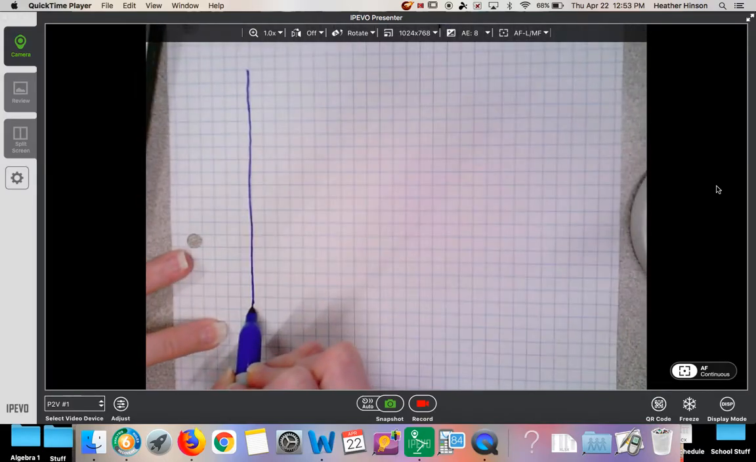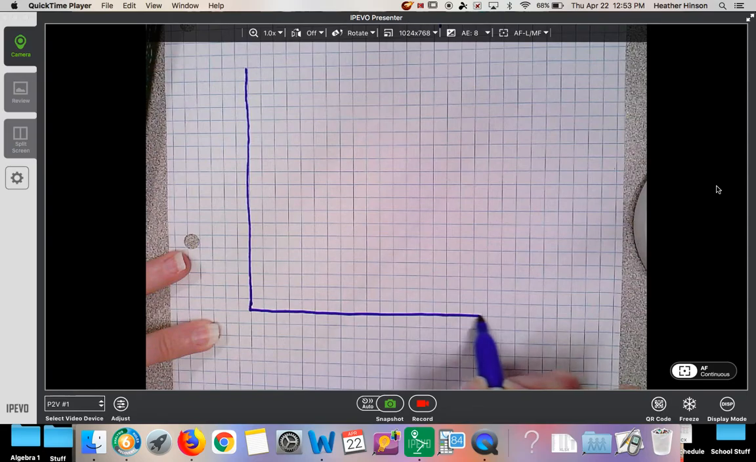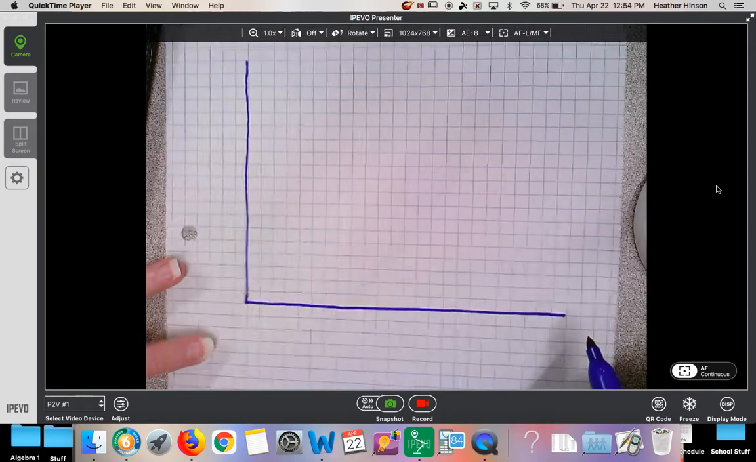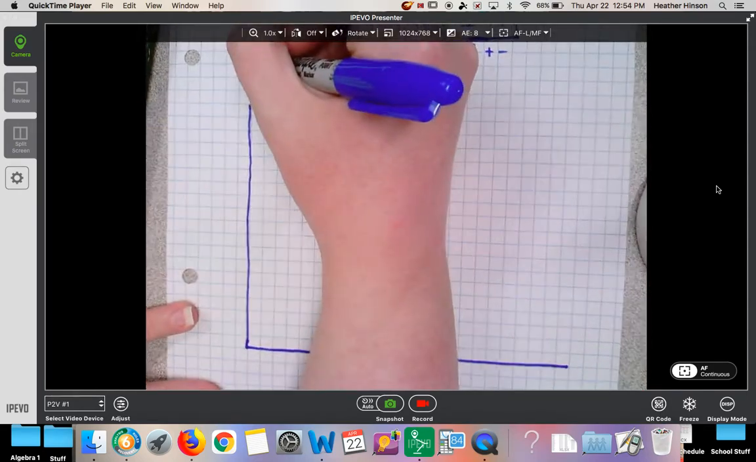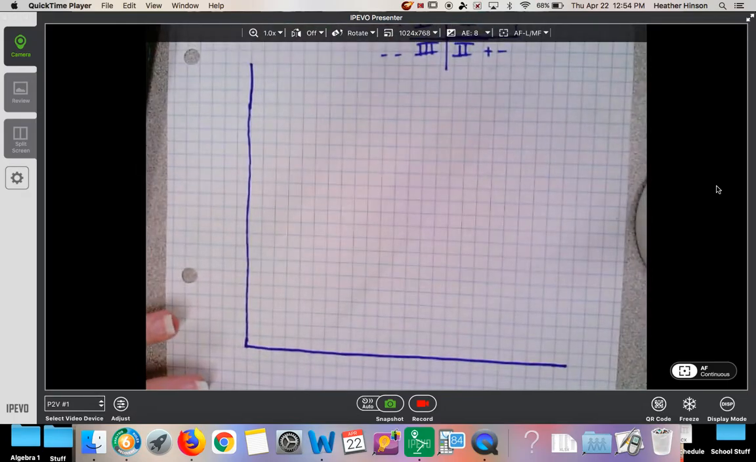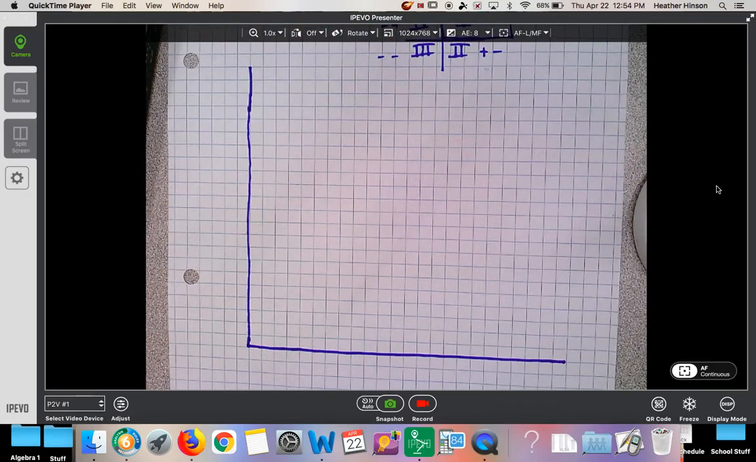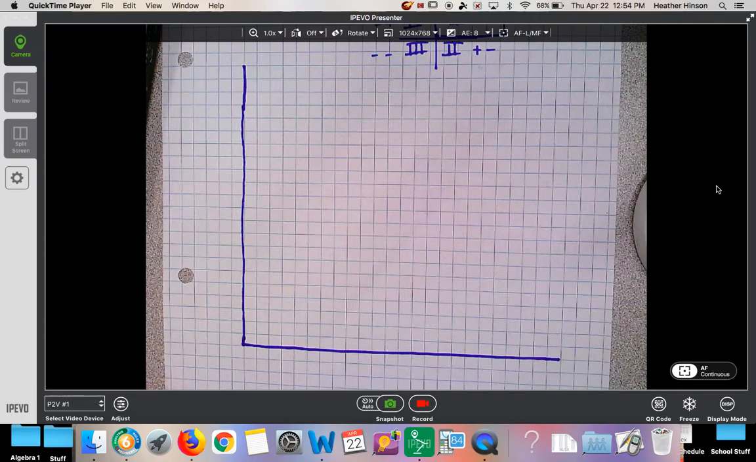and I would do this in pencil just in case you mess up. I'm doing it in Sharpie because I need you to be able to see on the camera. So it doesn't have to be huge. You can make it as big or as small as you want, but you want to have enough space to make your picture. And then you want to label your axis.